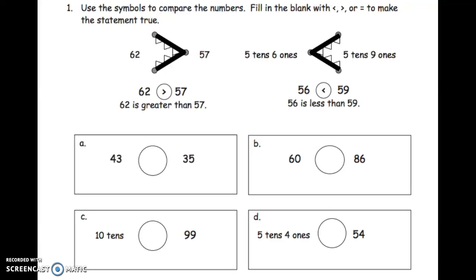Hi, boys and girls. For this activity, it is extra practice of lesson 6 that we completed in math. So we've been learning about comparing numbers using these 3 symbols. So think about Andy or Allie the alligator and what they want to eat. Remember, they always want to eat the bigger number.